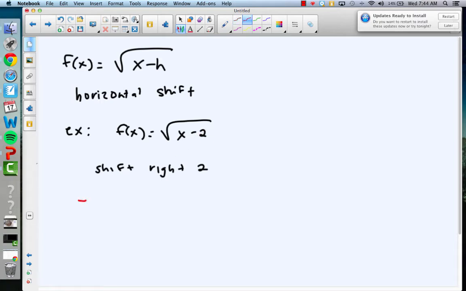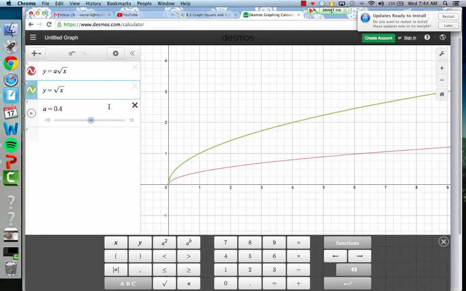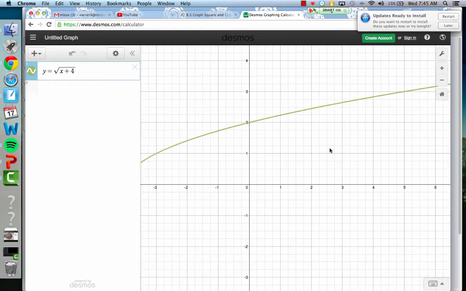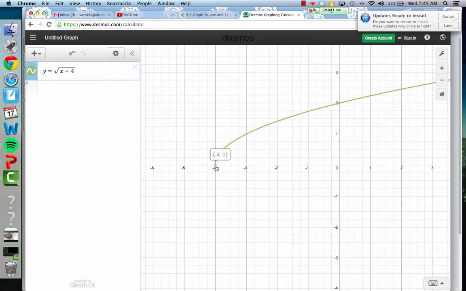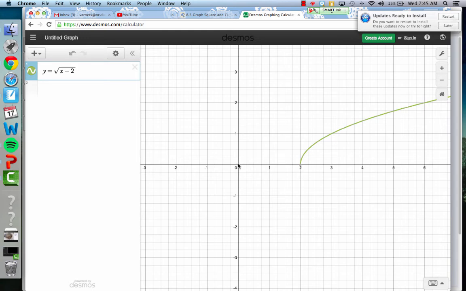So I can write that. Negative to the right, and then positive means to the left. Okay, so it's backwards. If I want to look at what that would look like in Desmos, maybe I have my original green function, so ignore this there, and I have underneath there plus 4. Well, notice that my original function now starts at -4, 0, instead of 0, 0. Or if I have minus 2, instead of starting at 0, 0, it starts at 2, 0. So it goes to the right because it was negative.